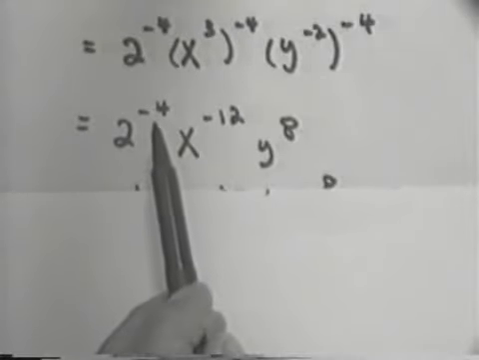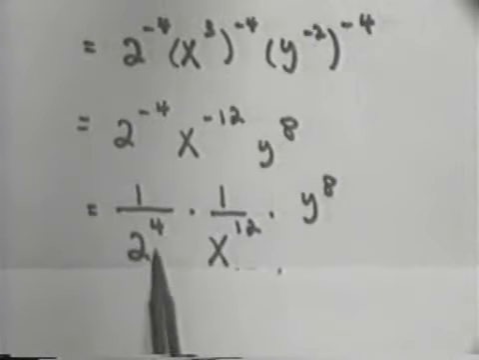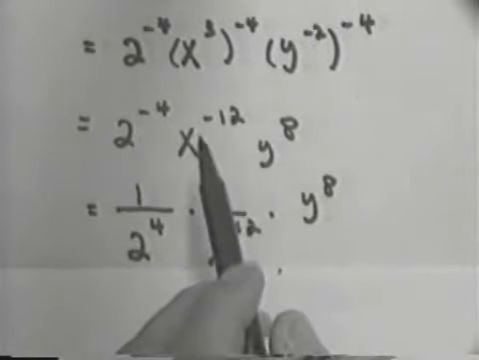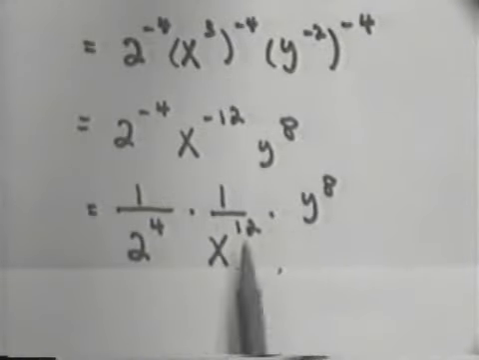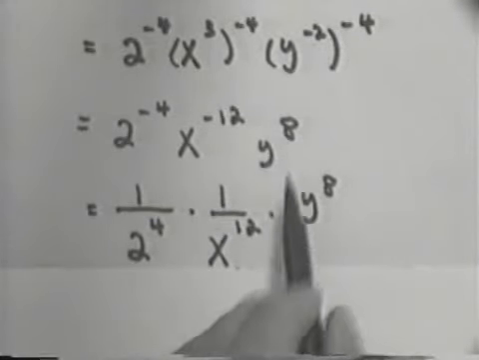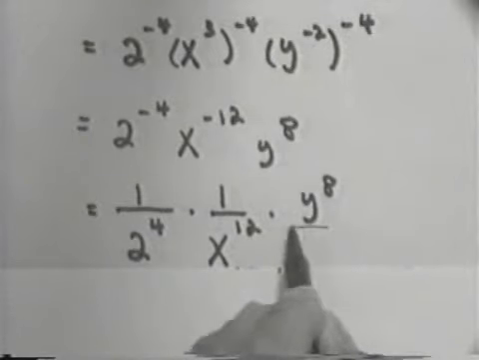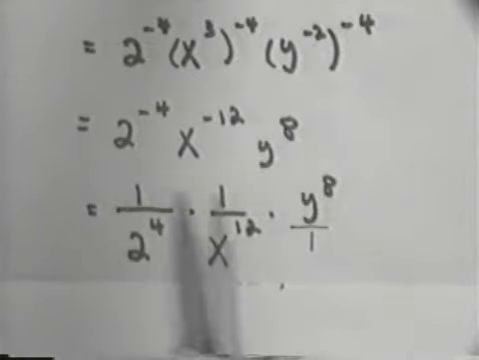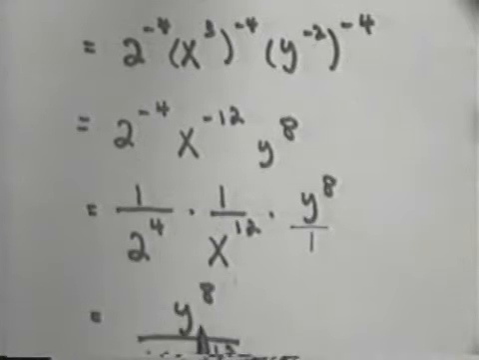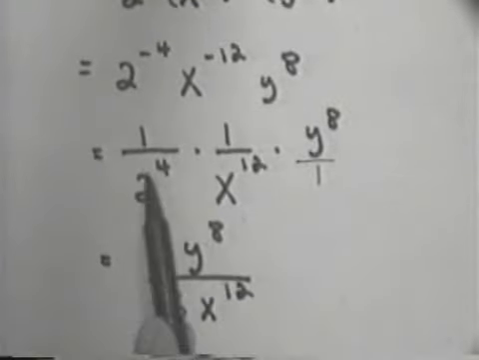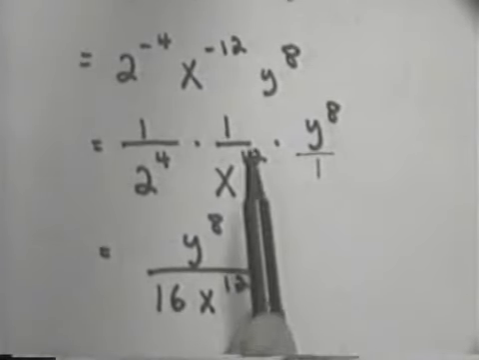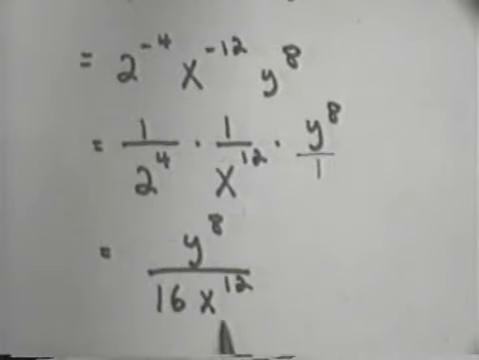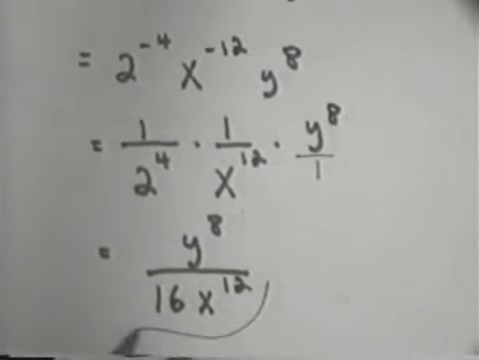Now we have the negative exponents to clean up. Since I have 2 to the negative 4, I have to take the reciprocal and write it as 1 over 2 to the 4th. I have x to the negative 12, I have to do the reciprocal and write it as 1 over x to the 12th. Since the exponent is positive, I'll leave it as y to the 8th, which is understood to be y to the 8th over 1. Now I'll simply multiply. 1 times y to the 8th is y to the 8th. 2 to the 4th is 16 times x to the 12th times 1 is 16 x to the 12th. And there's my answer.